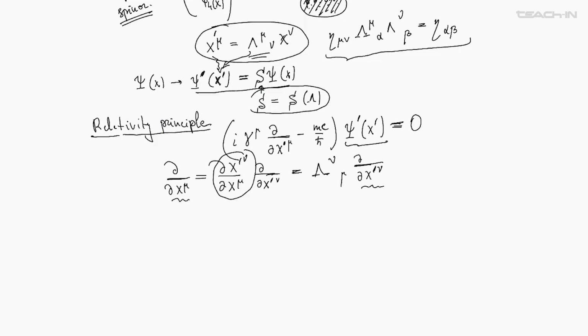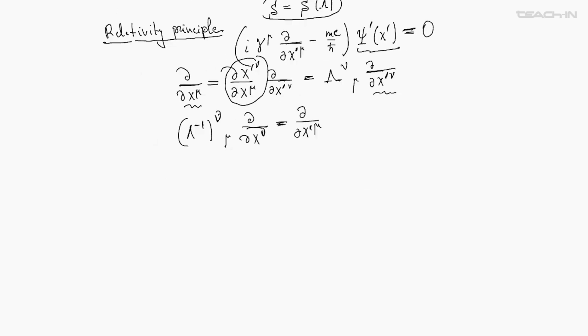And if you wish, you can invert this relation and write the following formula. Lambda minus 1, the inverse Lorentz transformation, nu mu, applied to d over dx nu gives you d over dx prime mu. So this is the relation of derivatives under Lorentz transformation. This is what follows by multiplying both sides of the equation with the inverse matrix lambda minus 1.